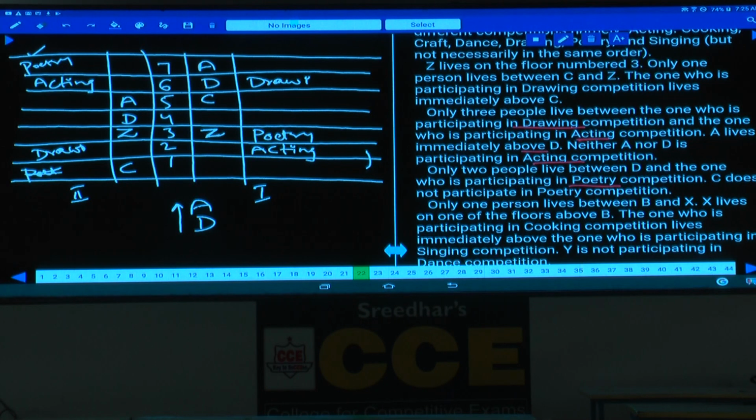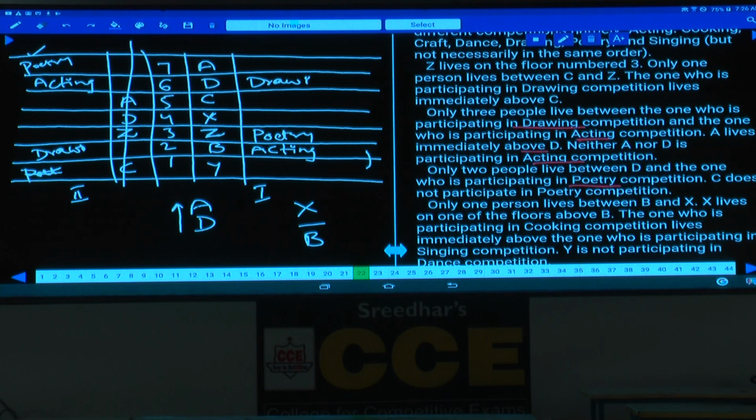Next one. Only one person lives between B and X. How many persons are in between B and X? Exactly one person. And X lives on one of the floors above B. X and B must be here. As X and B are here, in the second case it is not possible because we do not have 2 alternate floors. If X is here, then B will be here. Then who is the person left over? A, B, C, D, X, Y, and Z. Y is the person left over, and so Y must be on floor number 1.